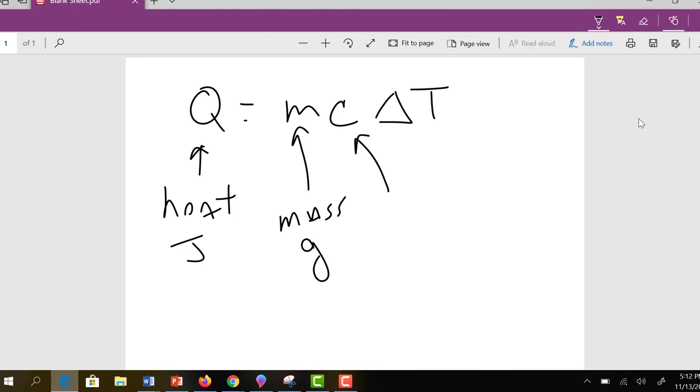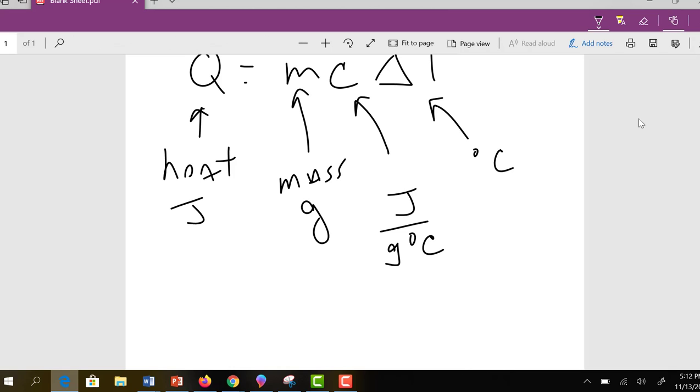C is the specific heat, so that'll be joules per gram degrees Celsius in this lab. And then the delta T is the change in temperature, and this is going to be measured in degrees Celsius. Okay, so let me just do one more step of algebra here. Let me solve for the specific heat. That's what we're trying to find in this lab. Specific heat is Q divided by M times delta T.